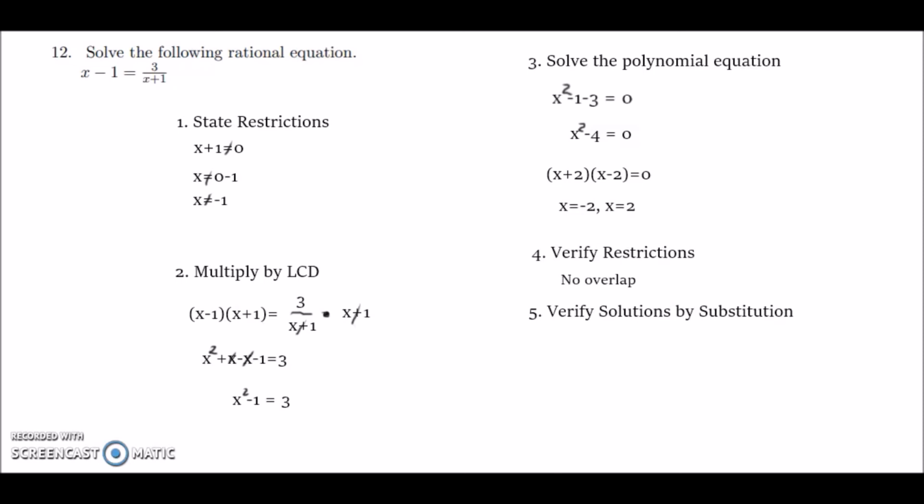As a last and optional step, we can substitute our solutions into the equation to make sure that we're correct. First, we'll sub in negative 2 for x, and we get that negative 2 minus 1 equals 3 over negative 2 plus 1. So continued on, that's negative 3 is equal to 3 over negative 1, and negative 3 is equal to negative 3. So now we verified that negative 2 is in fact a solution. Next, we sub in 2 for x. So we have 2 minus 1 is equal to 3 over 2 plus 1. So 1 is equal to 3 over 3, and 1 is indeed equal to 1. So now we verify that both x is equal to negative 2 and x is 2.